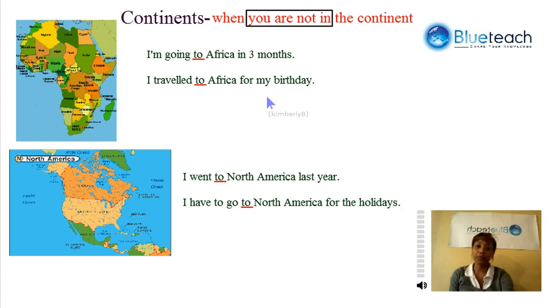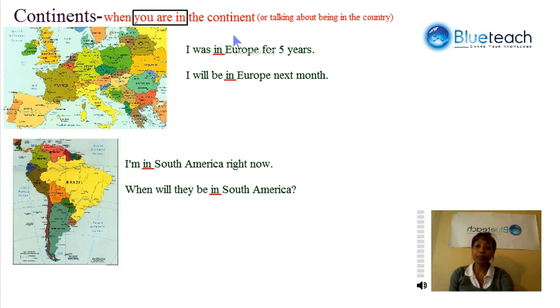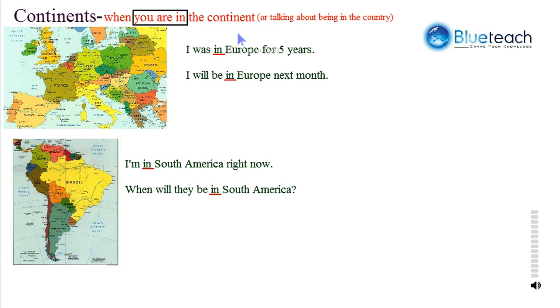We are not talking about being in the continent, so we have to use these verbs that we use the preposition to with. I went to North America last year. I have to go to North America for the holidays. These are all verbs that when we are using continents or talking about going to continents, we use the preposition to.